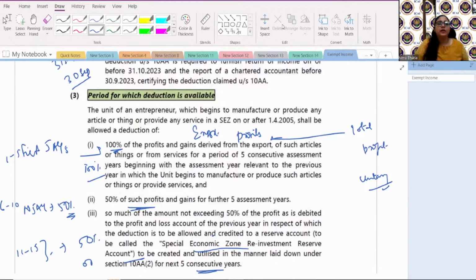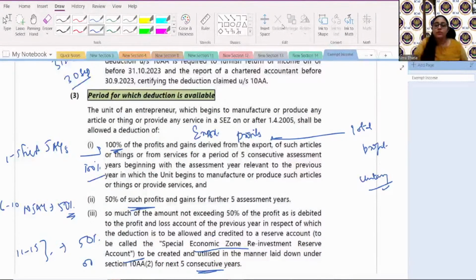So what is it so far? Special economic zone: it's a deduction allowed from the gross total income, where a manufacturing unit in a special economic zone has begun its manufacturing between assessment year 2006-07 and assessment year 2021. That is, by 31st March 2020.